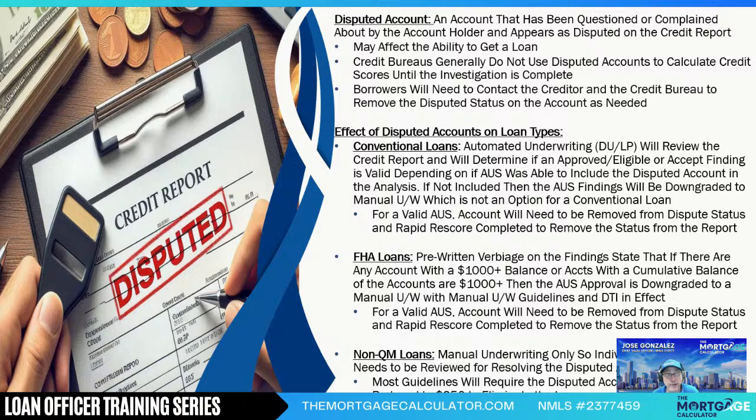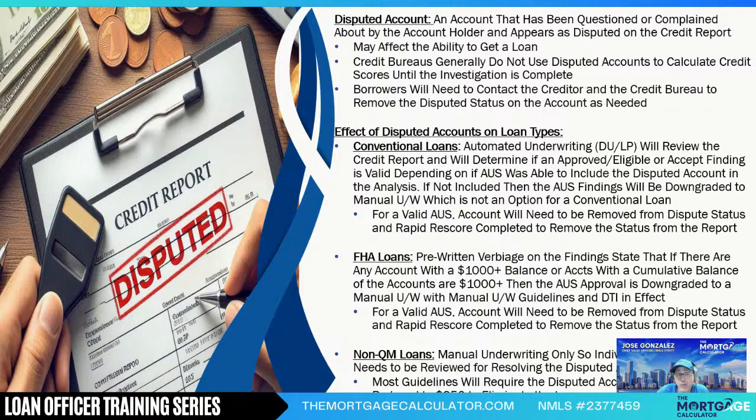So do be aware, conventional loans, you may get that verbiage that it was either yes, approved, or no, we couldn't review it because of the disputed account, and now you have to downgrade to manual underwrite. So don't get bit by that one right there.